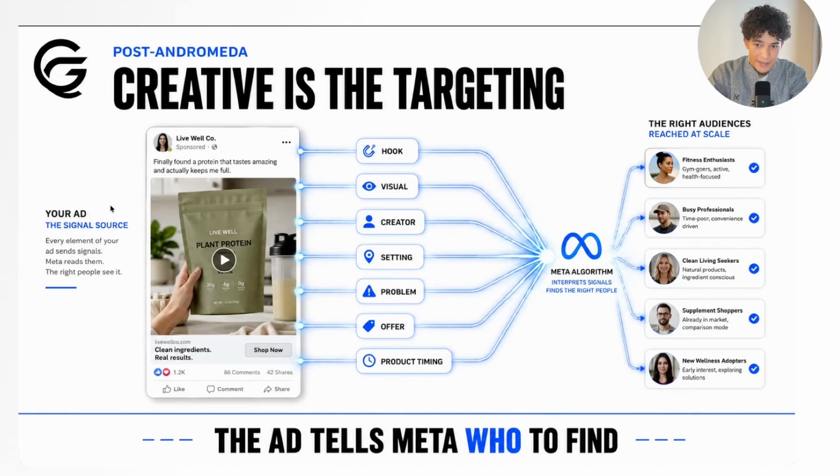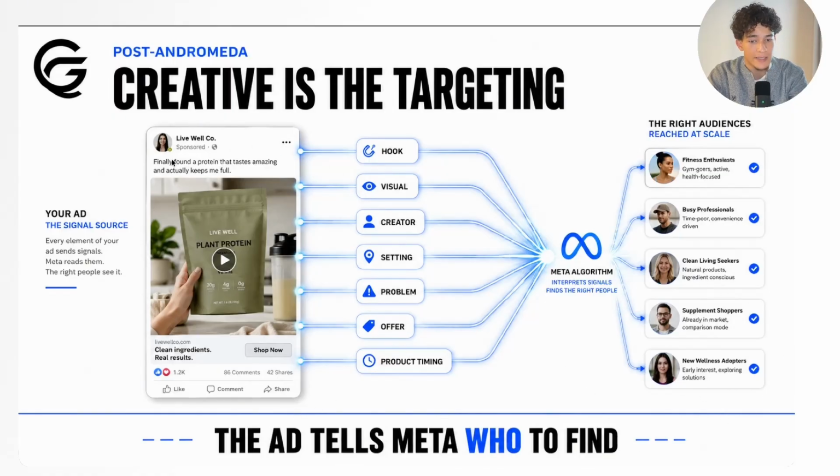Your ad is the signal source, and every element of your ad sends signals. Meta reads it, and then tries to find the right people to see your ad. For example, here we have Live Well: finally found a protein that tastes amazing and actually keeps him full. It's just an example. Here you have the hook of the video, the visual, the creator, the setting, problem, offer, product timing, and the caption. The Meta algorithm interprets these signals by itself to find the right people to show this ad to, and then tries to reach the right audience at scale, for example fitness enthusiasts, busy professionals, or new wellness adopters.